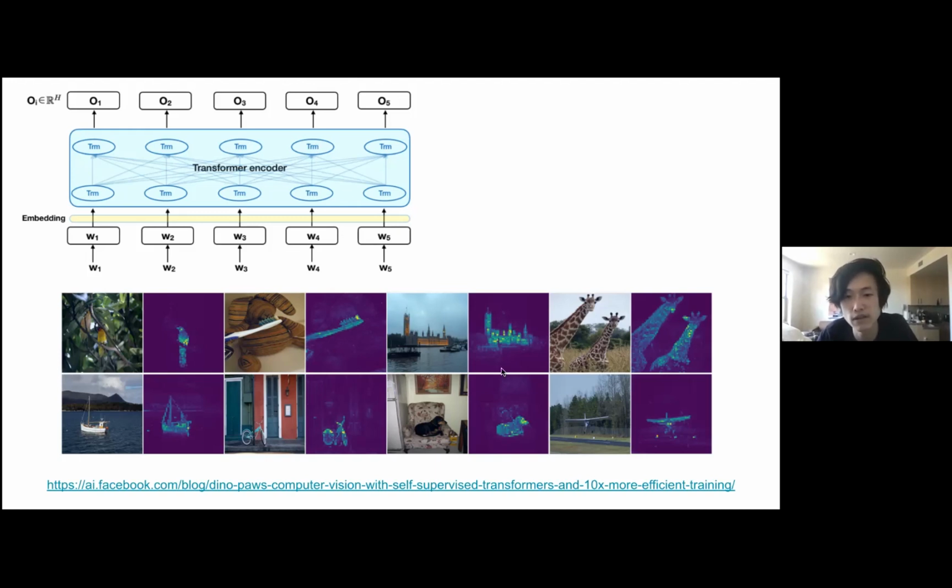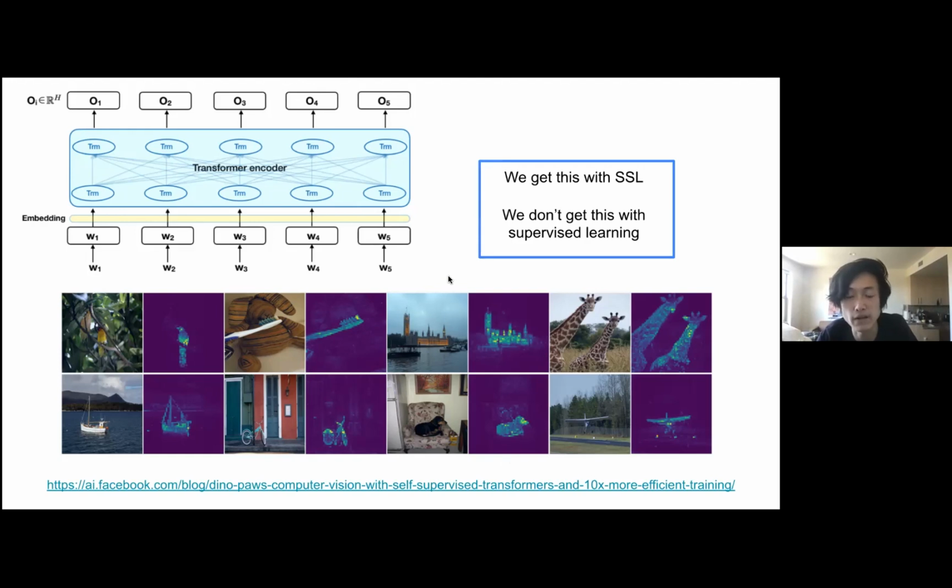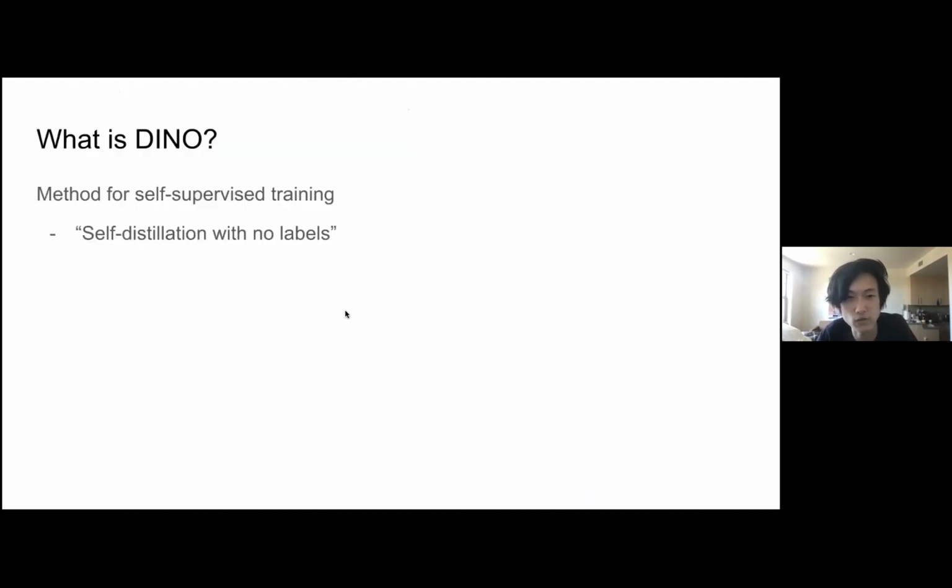And so we get these very nice attention maps. They segment really well, but this model wasn't trained at all to do segmentation. It was just trained in a self-supervised manner, which I'll get into. Another point they make is that we get this with DINO, the self-supervised approach. We don't get this with supervised learning of ordinary vision transformers. And maybe if there's time at the end, we can think about why.